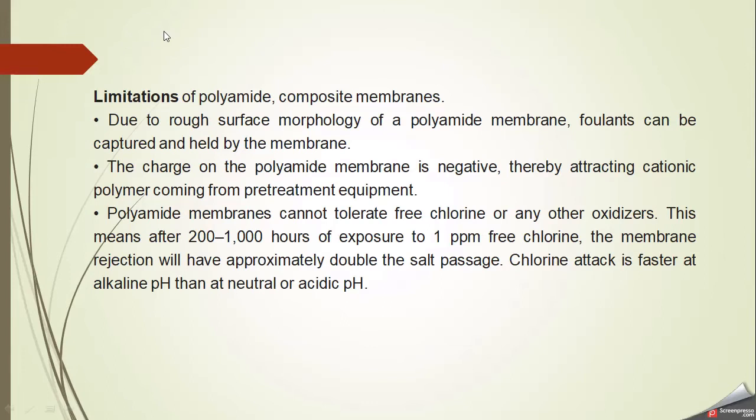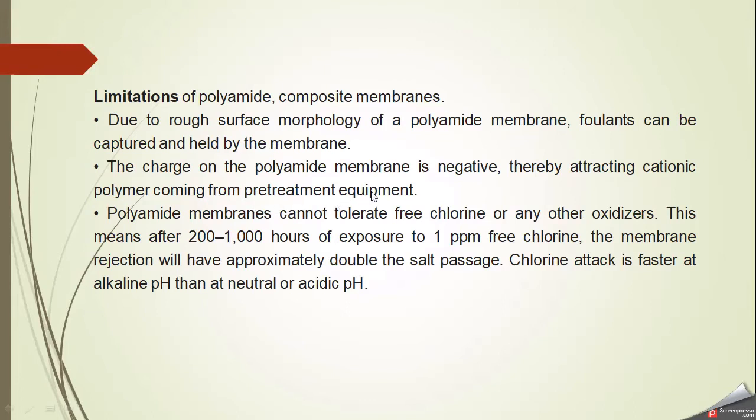So there are some limitations of polyamide composite membrane. First, due to the rough surface, this is not as smooth as compared to CA. So with the surface morphology of polyamide membrane, foulants can be captured and held by the membrane. So you can say that there is some fouling tendency in this type of membrane. The charge on the polyamide membrane is negative due to nitrogen, which has a lone pair, thereby attracting cationic polymer coming from pre-treatment equipment.